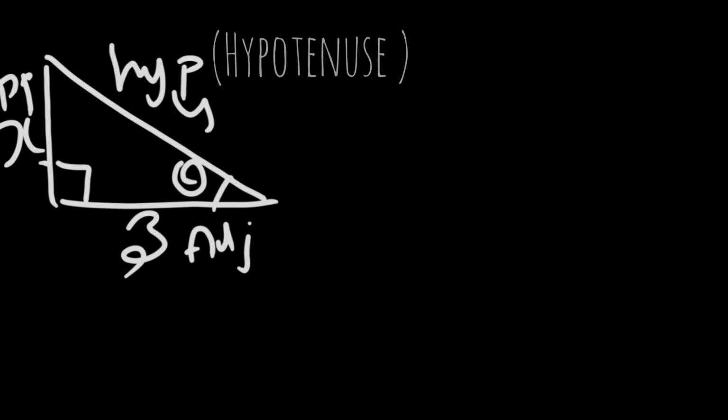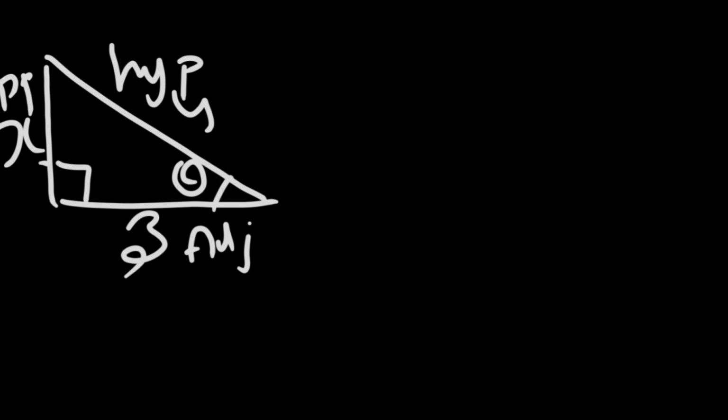With respect to this theta, x is the opposite side for theta. So let's write here opposite, op. And z is the adjacent side. Let's write adjacent. And we call the opposite side to 90 degrees the hypotenuse. So I'll write hyp. These are the important notions for a right angle triangle.